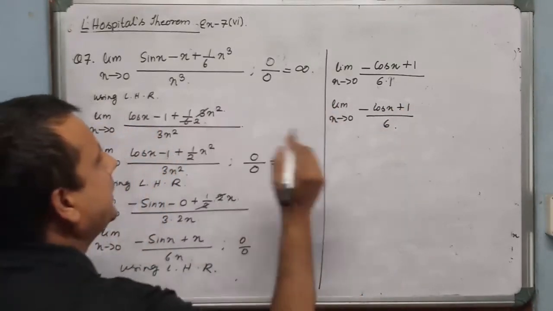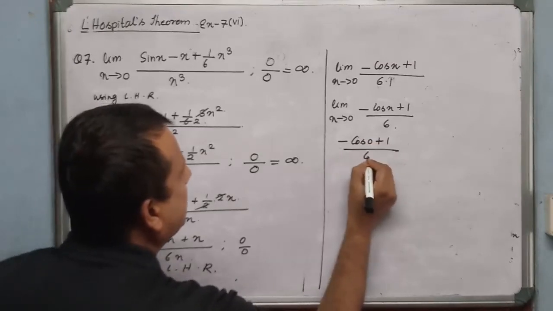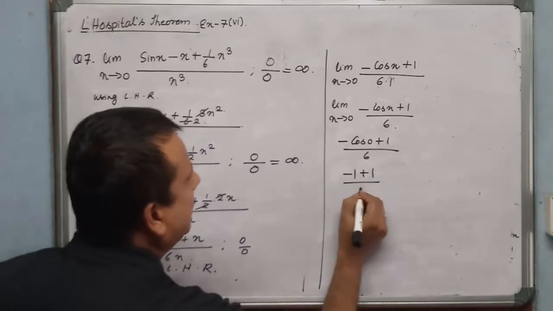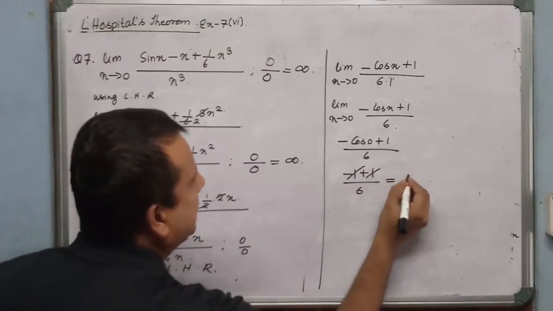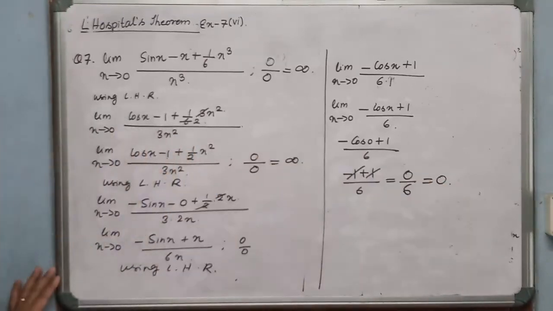Now I'll substitute x tends to 0, minus cos 0 plus 1 over 6. Cos 0 is 1, plus 1 divided by 6. Cancel. It is 0 divided by 6. 0 divided by 6 is 0, and 0 is a finite answer.